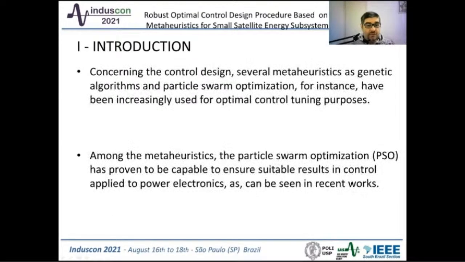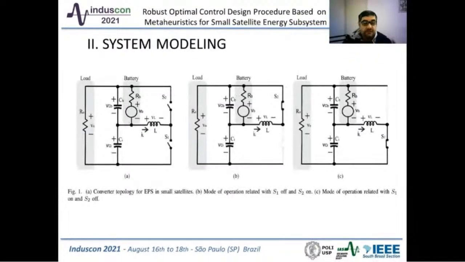This work proposes a control design procedure applied to the voltage regulation of an EPS used in small satellites, based on metaheuristics to provide robust and optimal control gains. The topology of the EPS of small satellites used here is shown in Figure 1. The circuit can be seen as a buck-boost stage, and the objective here is to regulate the output voltage across the load.